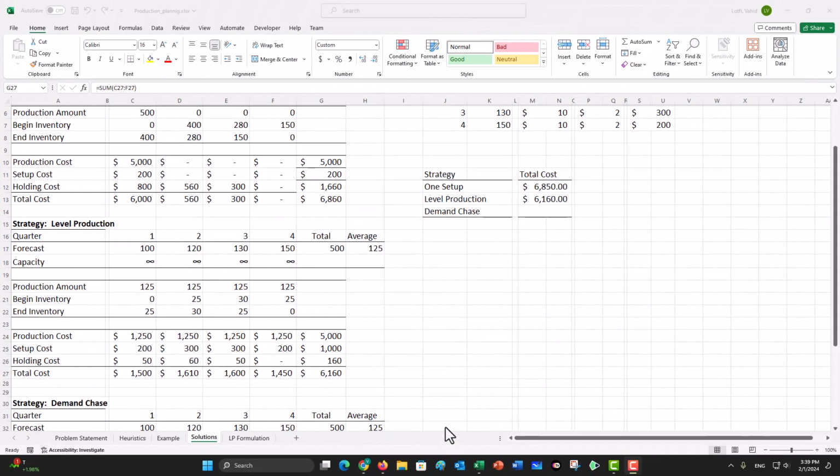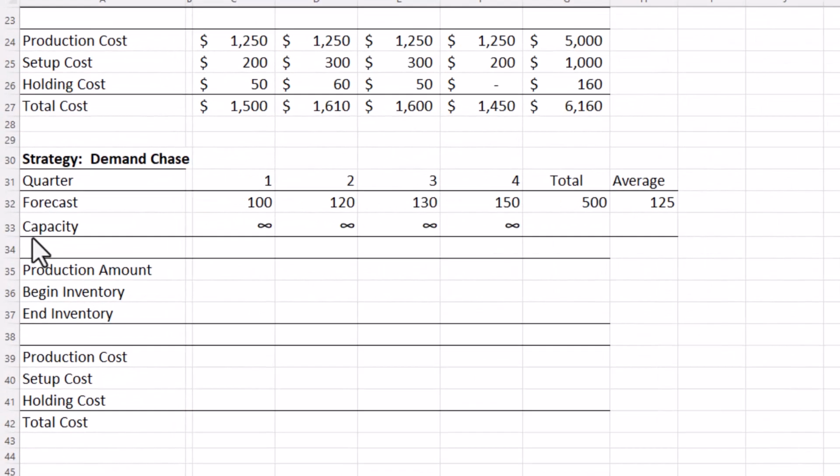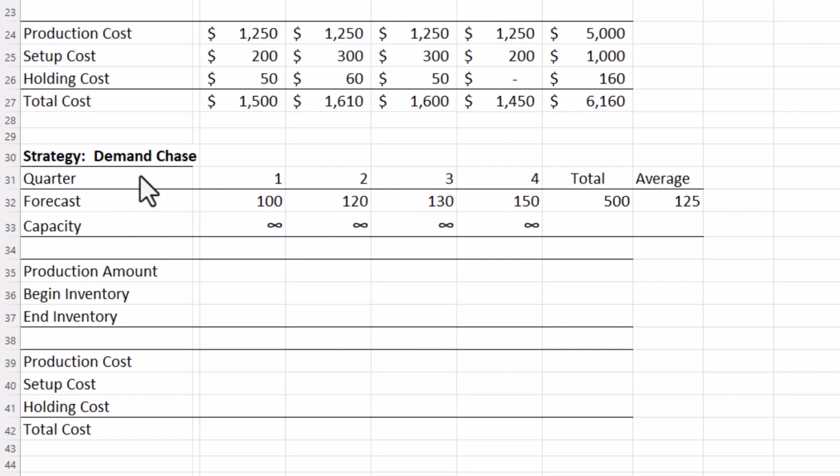Now let's take a look at the demand chase strategy. Let's go ahead to this part of the spreadsheet, and we're going to use the demand chase strategy, which means that in every period, the amount of production is going to be the same as the demand forecast. So for period 1, I will get 100. For period 2 is 120. 3 is 130. And for period 4 is 150.